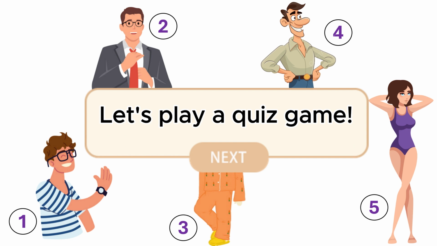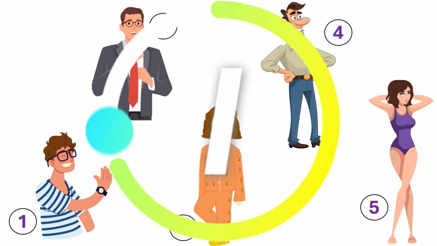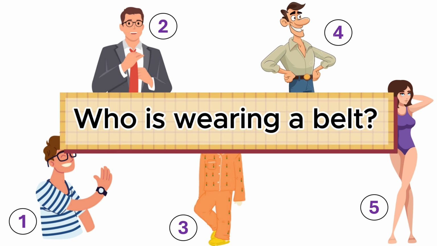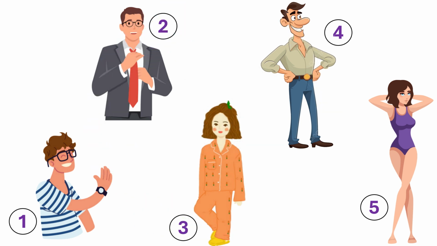Let's play a quiz game. Who is wearing a watch? Number 1. He is wearing a watch. Who is wearing a belt? Number 4. He is wearing a belt.